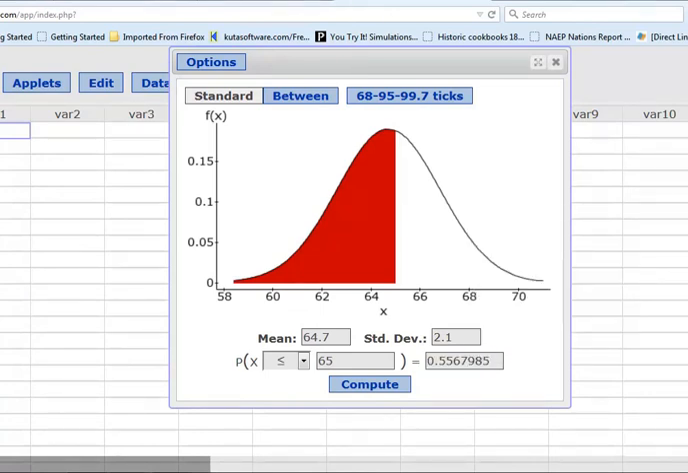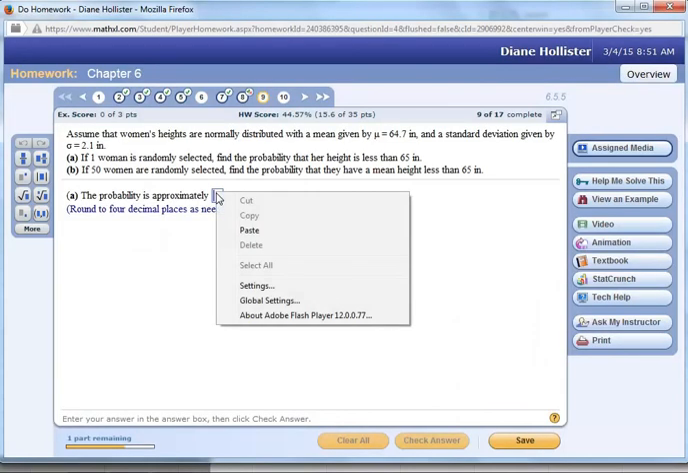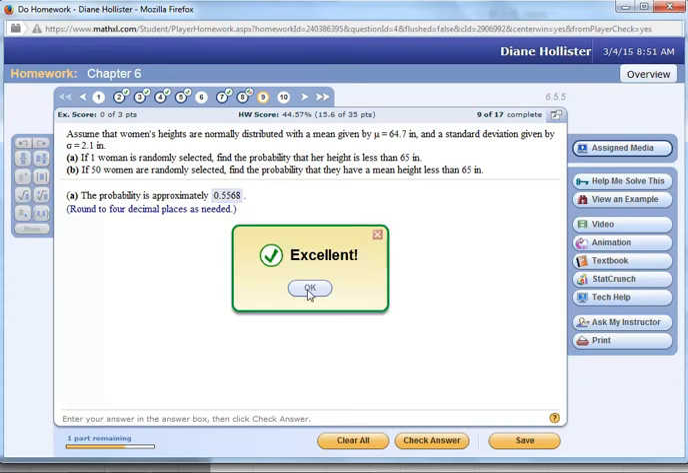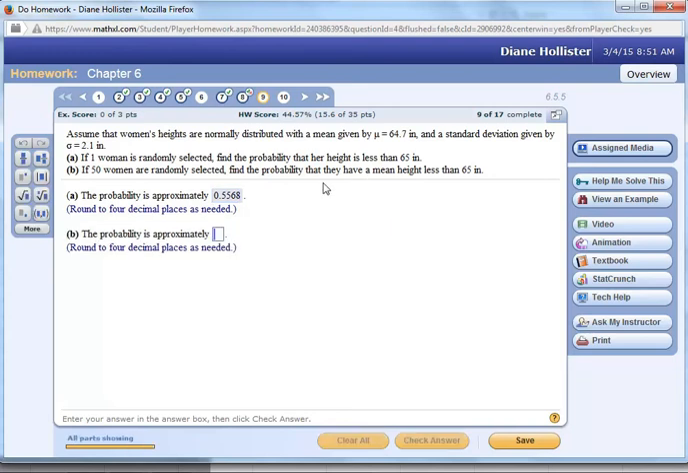So we're going to toggle back to our homework and round our answer then to 4 decimal places, and we get the right answer. Now, part B asks us a different question. Part B says, what if I selected 50 women? What would happen to their average height?